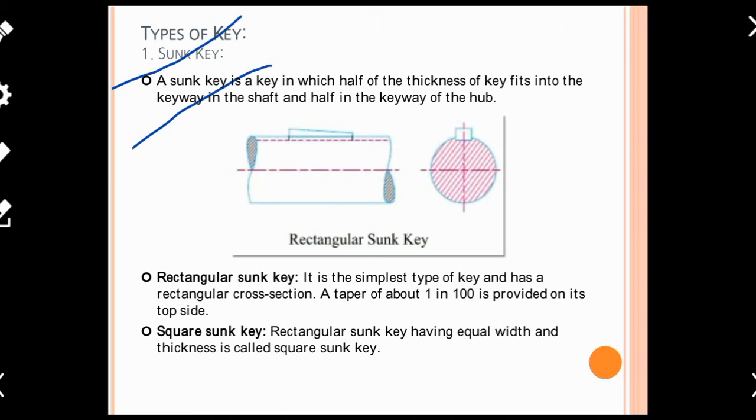The first category or first type of sunk key is the rectangular sunk key. Basically its name gives the cross-sectional idea of this type of sunk key. Rectangular sunk key has a rectangular cross-sectional area. That means the width and height are not equal, so that's why the name is given rectangular sunk key.